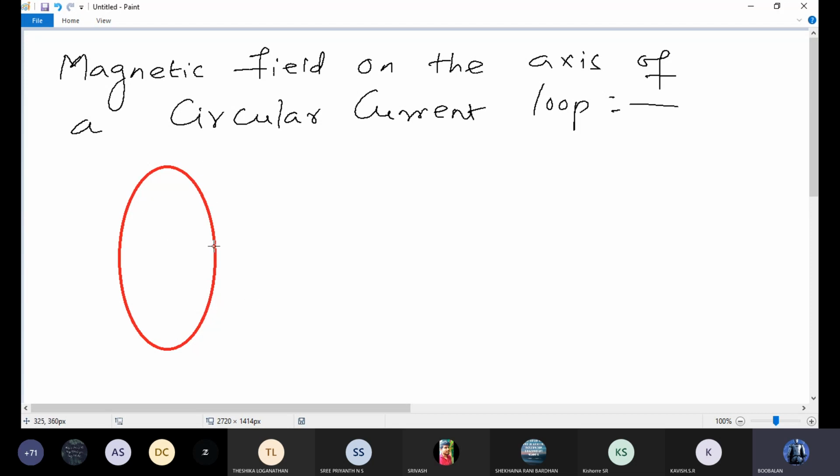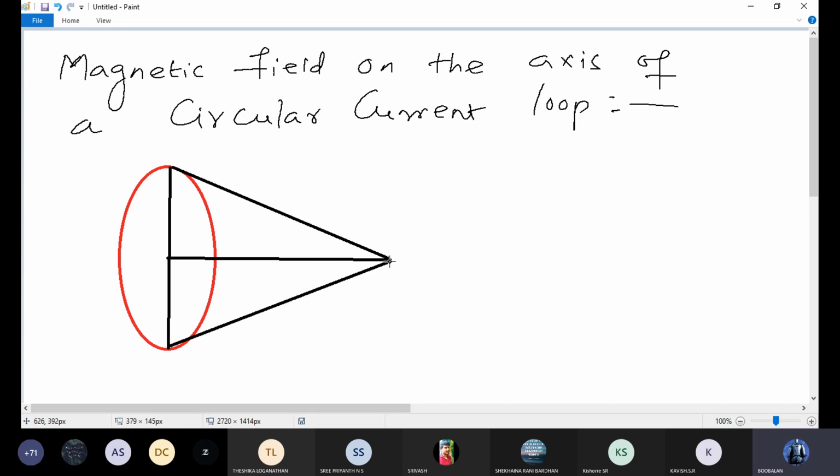This is a circular current loop, with its center, and one particular point outside. This is P. The radius of the circular loop is A. First I will complete the diagram, I will explain after.